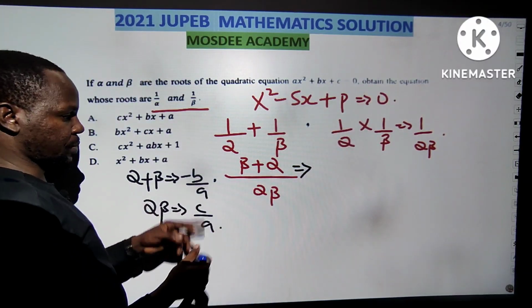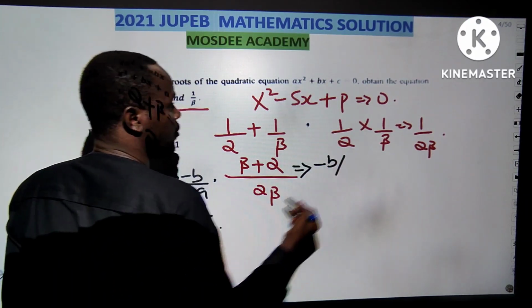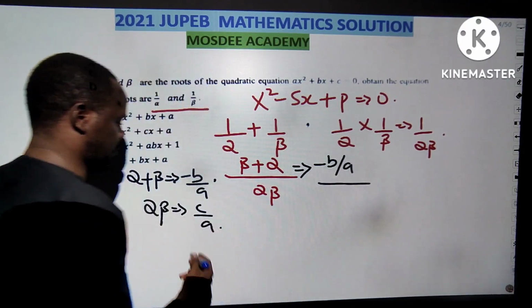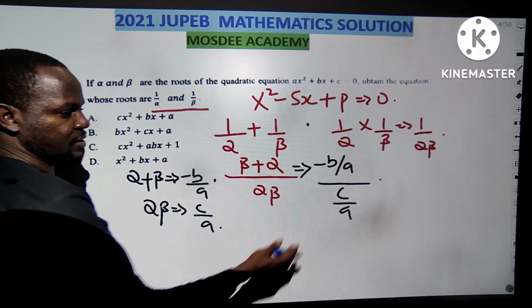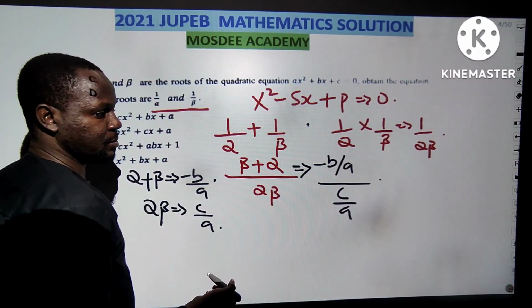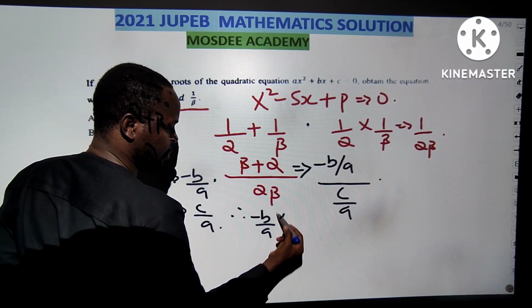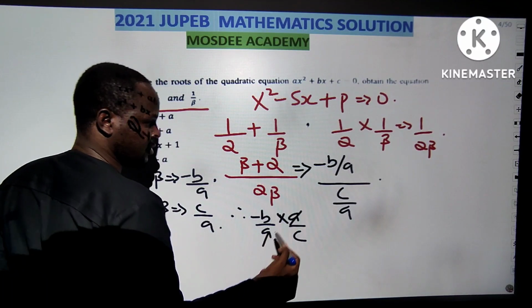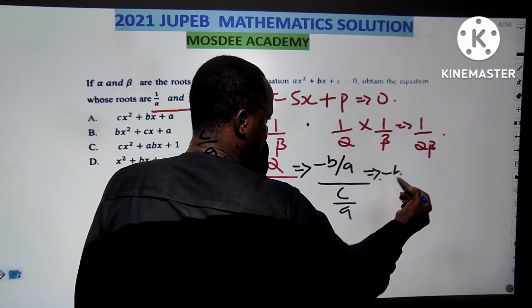So alpha plus beta up here is minus b over a, divided by alpha beta, which is c over a, that's c by a. Simplifying this one, this gets cancelled out, that is b over c. If you don't know, this is what I've done, minus b over a times a over c. Everybody knows this. So that is why I said the answer to this one is nothing but negative b by c.